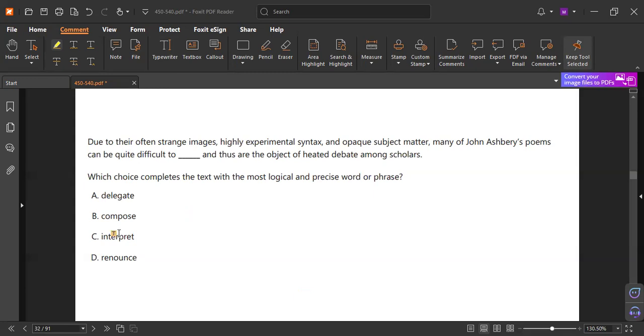Now we have a verb. Who or what is the subject? So it's C then. The poems, yes, many of the poems can be quite difficult too, and based on that, thus, therefore, consequently, are the object of heated debate among scholars. If a poem is difficult to do what? It's C, to interpret. Yes.